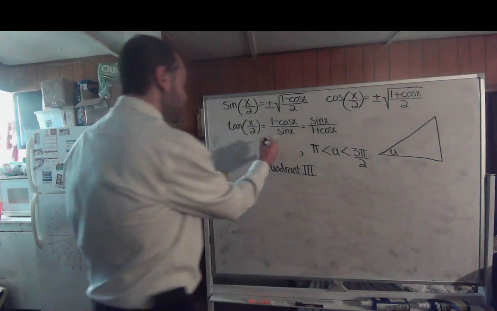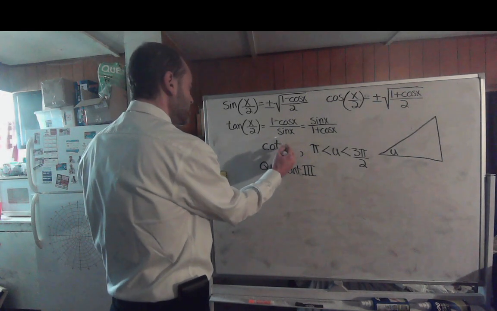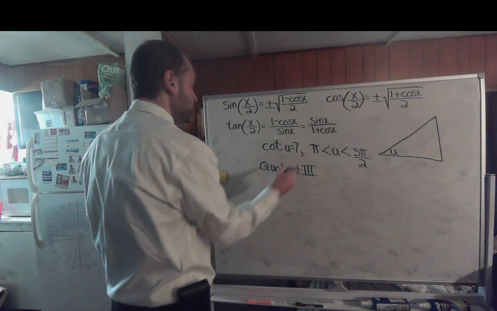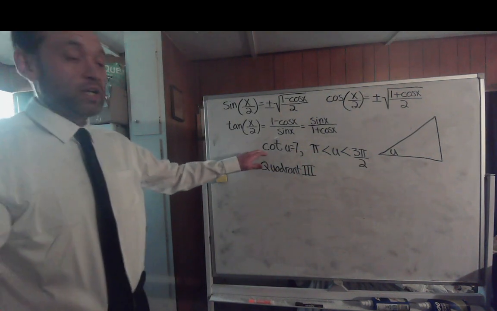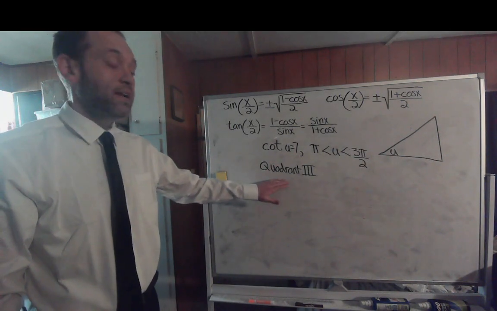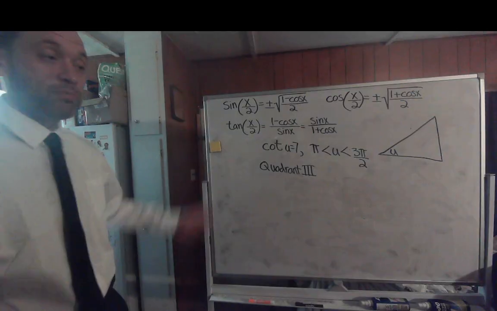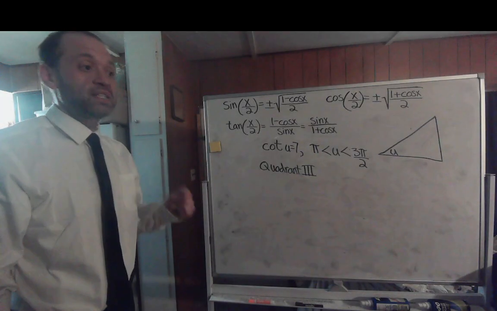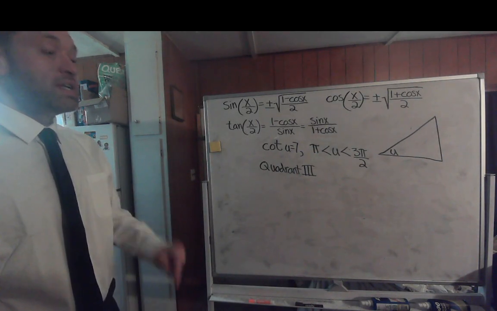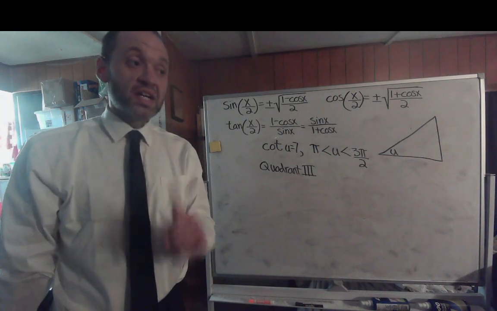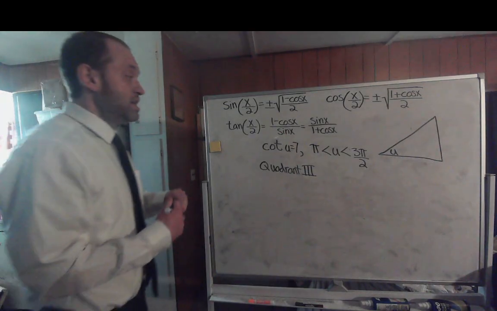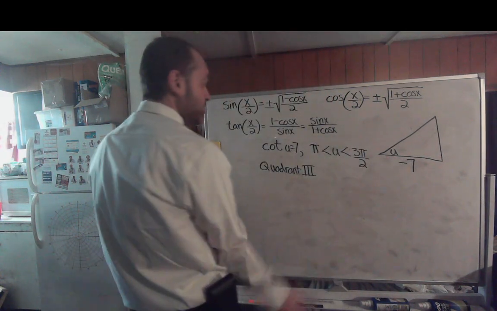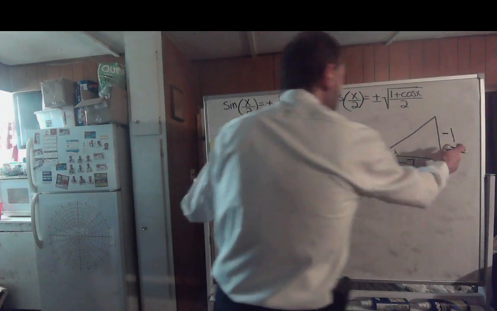All right, so they give you the cotangent of u equals positive 7, where u is located in the third quadrant. Okay, so this is going to be interesting. So u, what is the cotangent? That's adjacent over opposite. Now, in the third quadrant, both your sine and cosine are negative. So that means you'll have negative 7 for your adjacent side. Your opposite side will be negative 1.